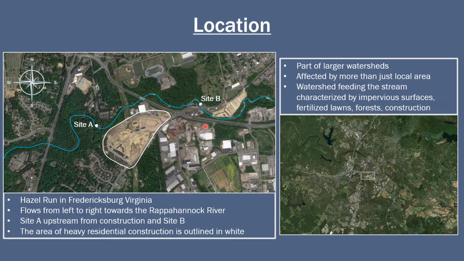And so I wanted to see if the urban area around both sites was having an impact on their water quality. An area of heavy residential construction that was relevant to my study is outlined here, and I was interested in seeing if that was having an impact on Site B and not Site A. I included this map here on the right to highlight the fact that the stream is impacted by a much larger watershed than what is shown in this map, and that watershed is characterized by other urban areas that have impervious surfaces and fertilized lawns and construction, as well as some other forests.